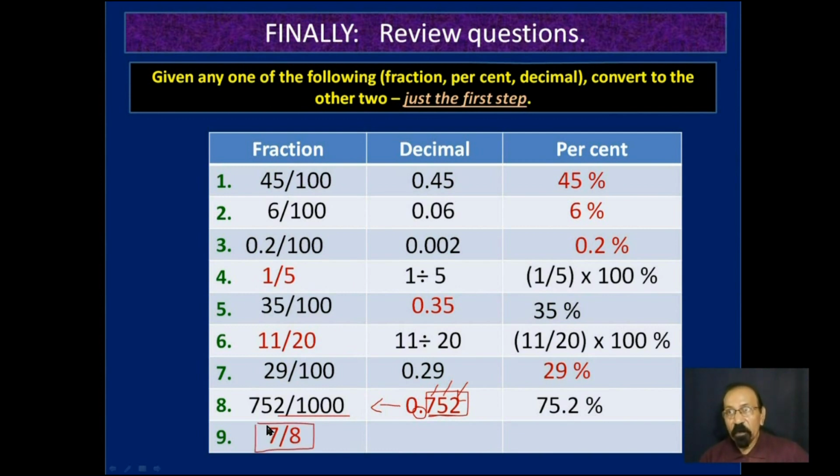7/8 as a fraction. What is that as a decimal? Well, as indicated here, 7 over 8 actually means 7 divided by 8. So you divide 7 by 8 and you leave it as a decimal, which would give us 0 point something something something.